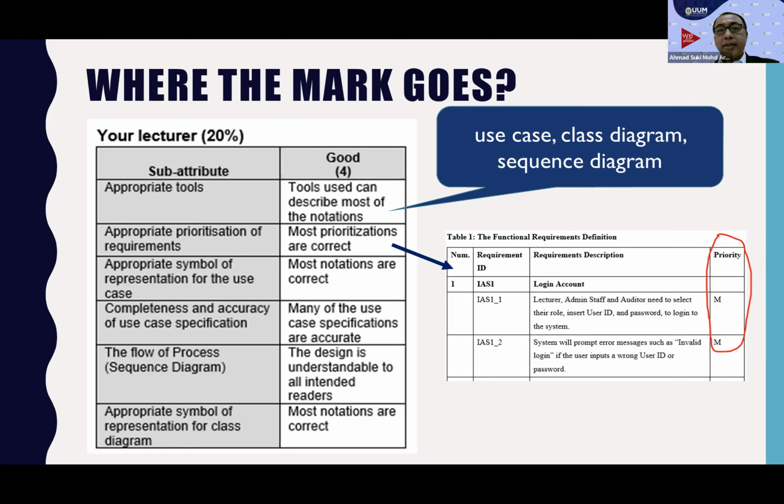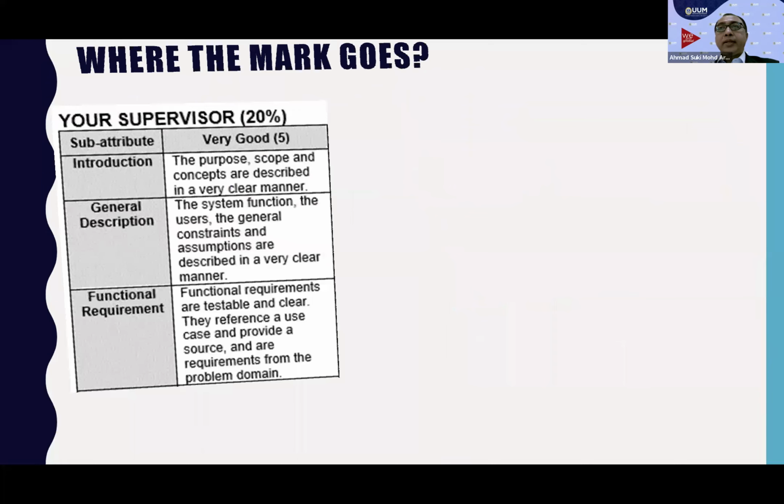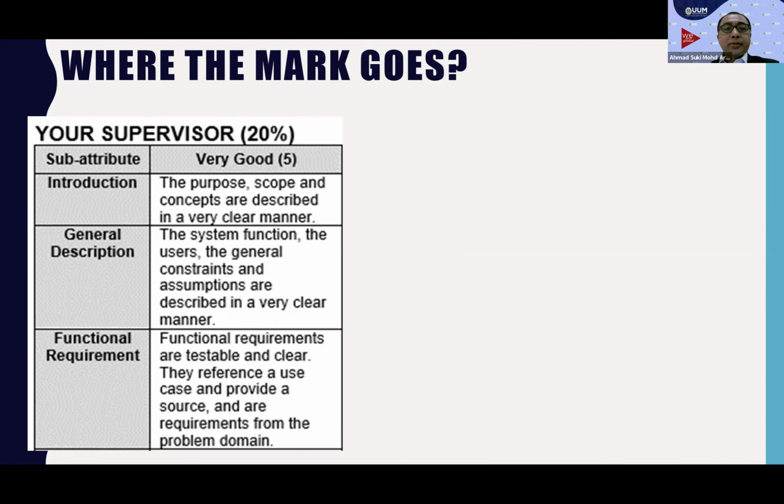Okay, in case there is no question, I will go further. This is what your supervisor will evaluate. Seven items only. So again, we go through all the seven items: introduction, general description, functional requirement. So these three from the seven, I will display the other four next after this.